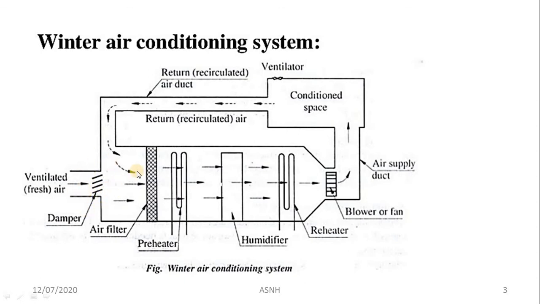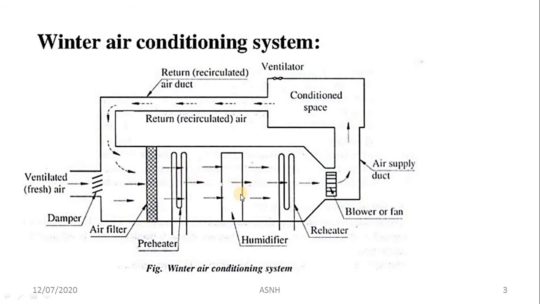The first important component of the winter air conditioning system is the grill and damper. The main function of the grill and damper is to pass the main air from the atmosphere in the required amount. The next important component is the air filter. The air filter is needed to trap contaminants like dust and dirt particles, and generally a HEPA filter is used. After that, there is the preheater, the heating coil. The main function of the heating coil is to heat the air which is coming from the atmosphere as well as from the return duct.